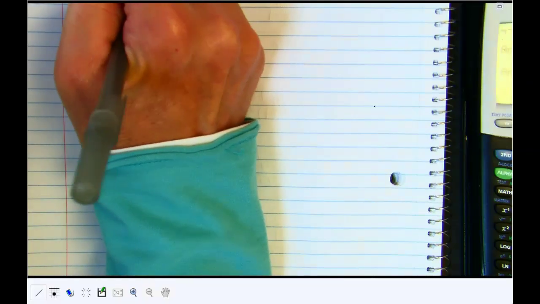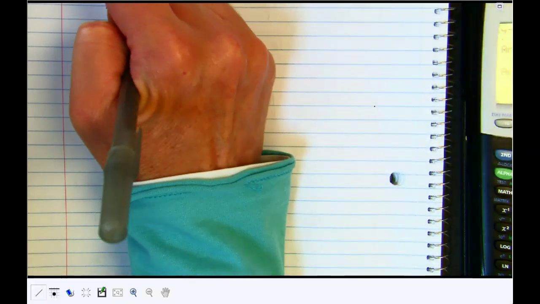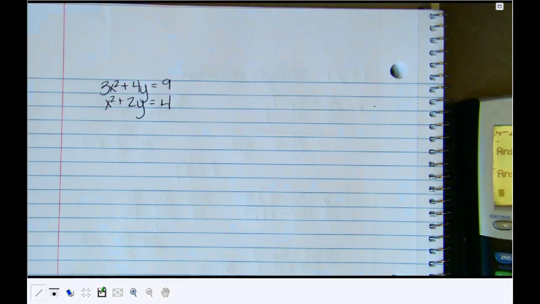Now, let's see. I want you to try this one. This is the only other one we're doing. I can't even see my original problem under here. Okay, let's go with 3x squared plus 4y is equal to 9, and x squared plus 2y is equal to 4. Please solve that all the way. There you go. Two ways you can go with this. This one you actually have choices.